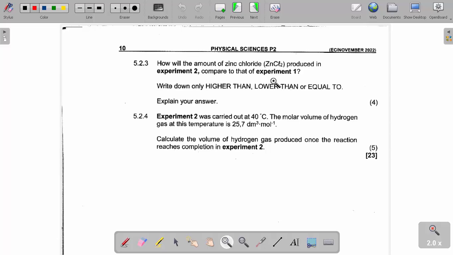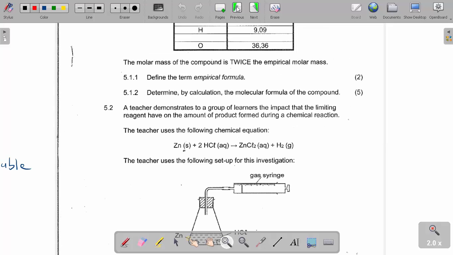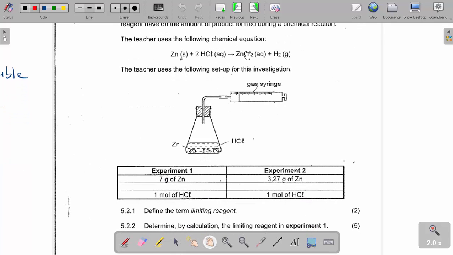Next on the queue, they ask, how will the amount of zinc chloride produced in experiment 2 compare to that of experiment 1? Write down only higher than, lower than, or equal to. Now, the amount of zinc chloride, which is the product, must depend on the limiting reagent. Did you hear that? Let me say it again. The amount of the product, which is zinc chloride, must depend on the limiting reagent.